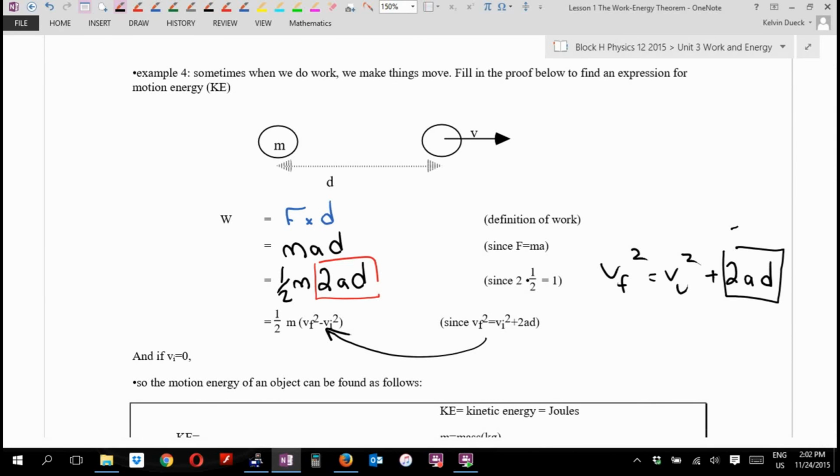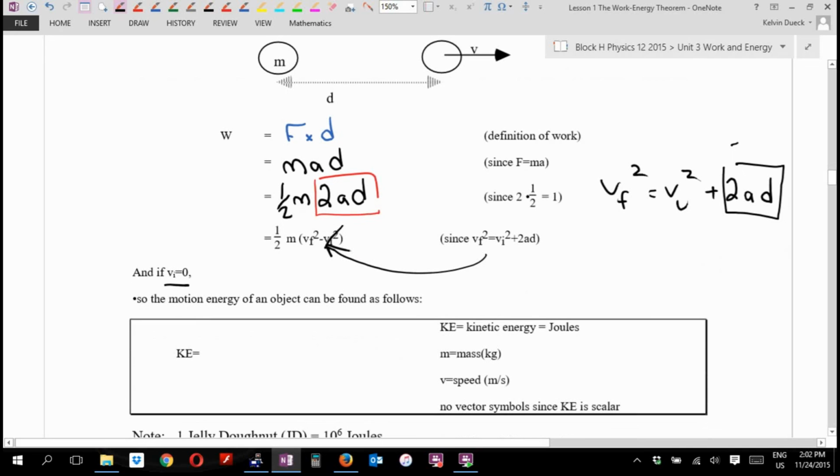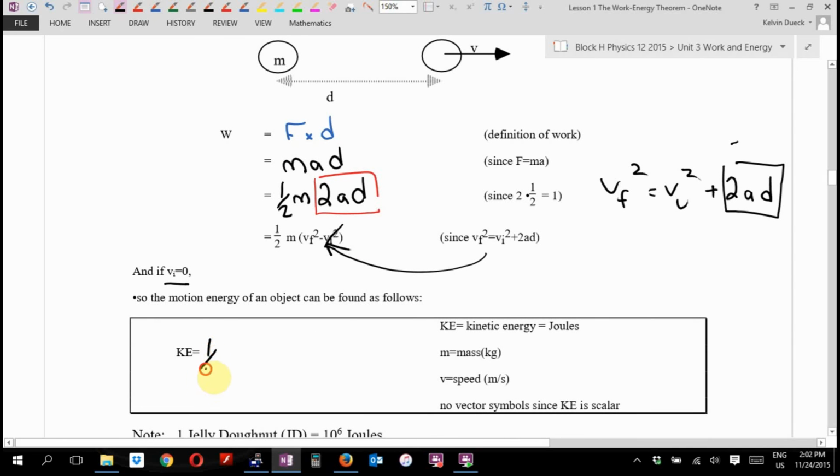Oh, and you know what, Dustin? If VI is 0, if we start at rest, lo and behold, I end up with kinetic energy equaling a half mv squared. You guys saw that last year. There's a way to derive it.